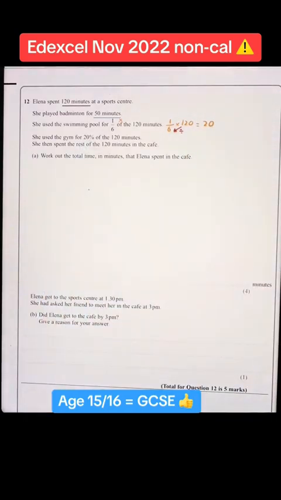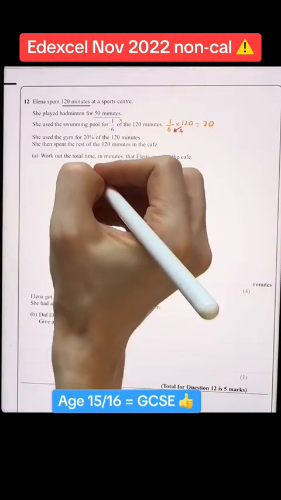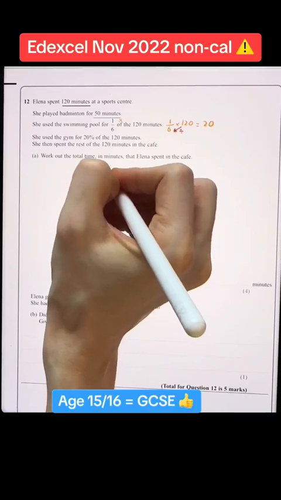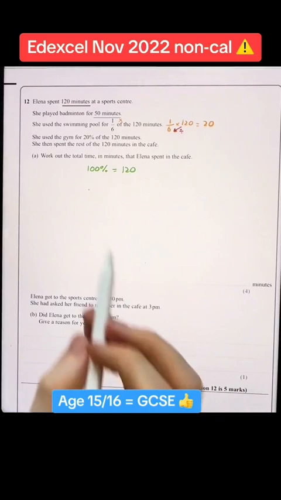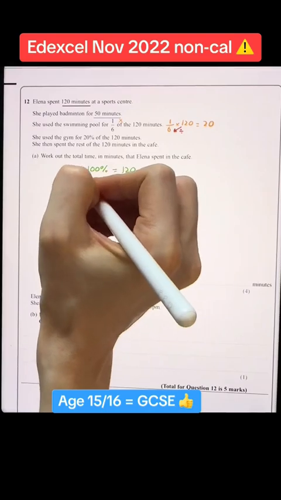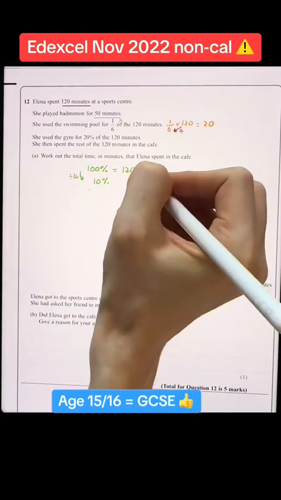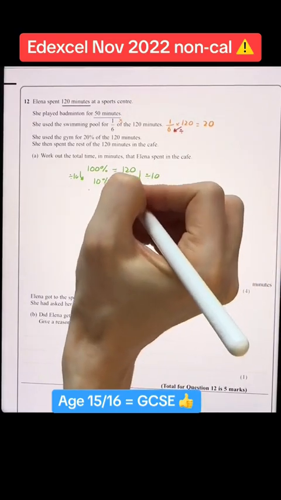She used the gym for 20% of the 120 minutes. When calculating a percent, we know 100% represents the original. So 100% represents the total number of minutes, in this case 120. To calculate 20%, my next step would be to find 10%. What do I divide 100 by to get down to 10? I divide by 10. Whatever you do to the left, you do the same to the right to keep it equivalent. 120 divided by 10 gives us 12.